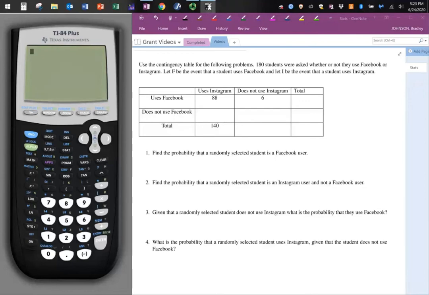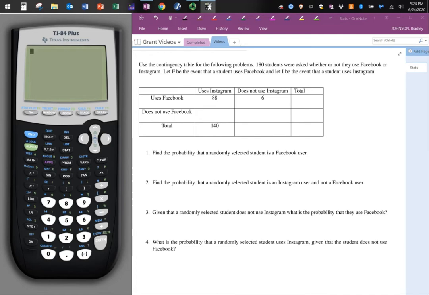Hello, my name is Professor Johnson, and today I will demonstrate how to use a contingency table to find probabilities. In this table, we have 180 students that were asked whether or not they use Facebook or Instagram. We will let F be the event that a student uses Facebook, and let I be the event that a student uses Instagram. So here we have our total table.